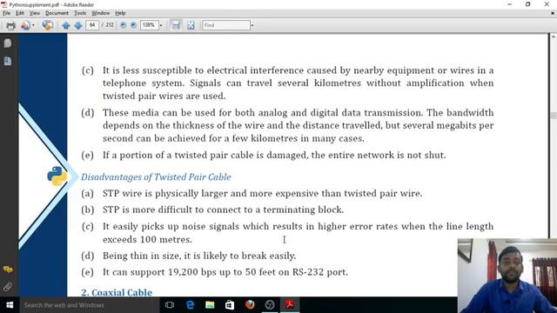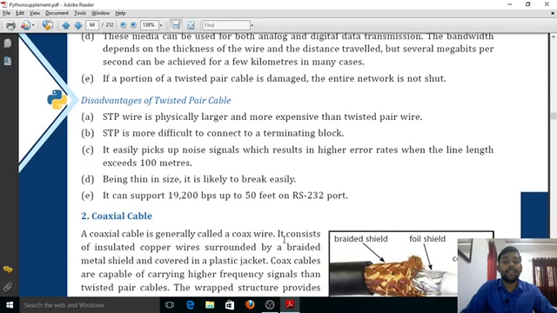Then disadvantages: STP wire is physically larger and more expensive than UTP, as we have already seen. Then STP is more difficult to connect to a terminating block. That means there may be some compatibility issues between STP and UTP. Connecting to a terminating block will definitely have a problem. Terminating block means the end block.